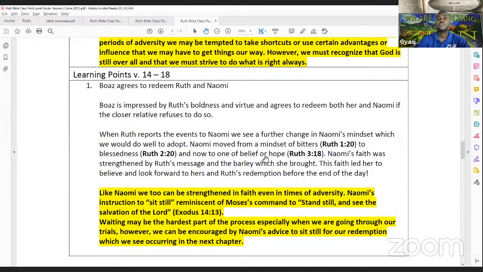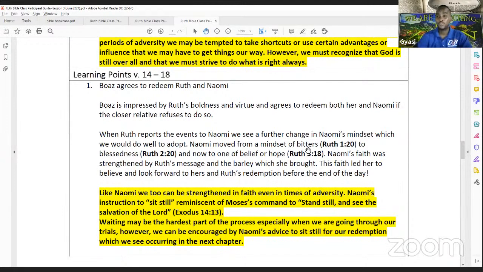She moves from a mindset of bitterness. So it says bitters here. I'm not promoting Angostura, by the way. That's a typo. She moves from a mindset of bitterness. So in Ruth chapter 1, around verse 20, we see she was bitter. She wanted to be called Mara.